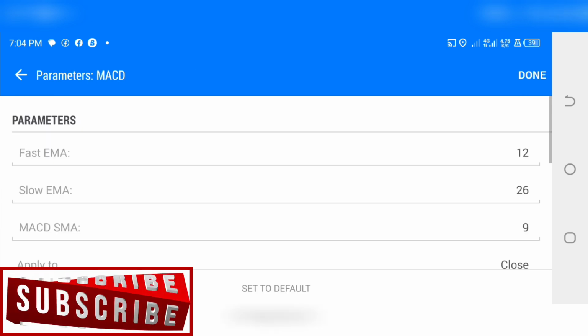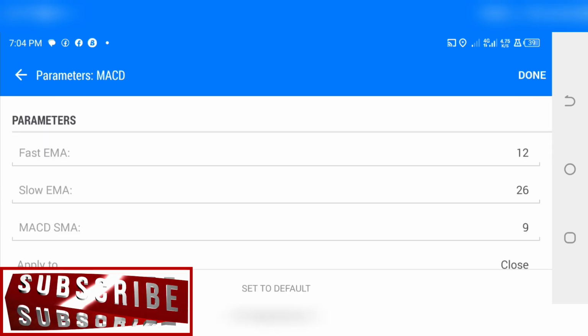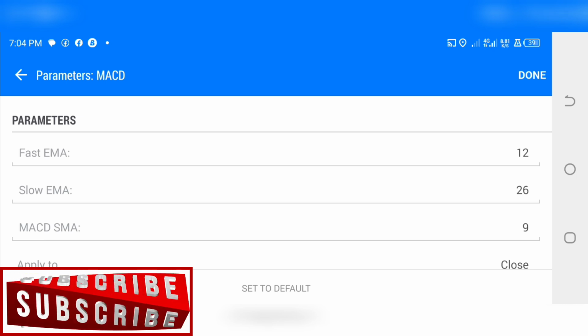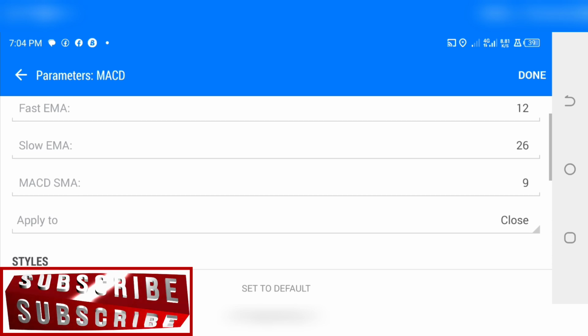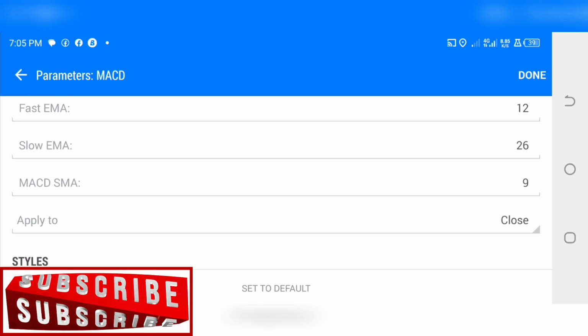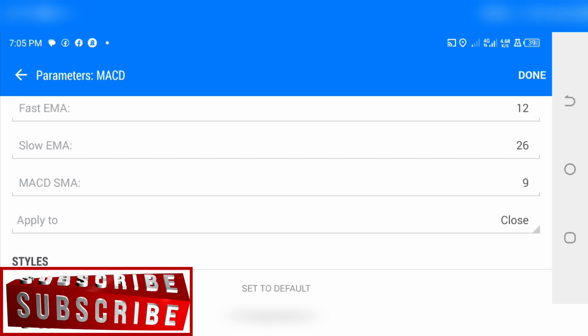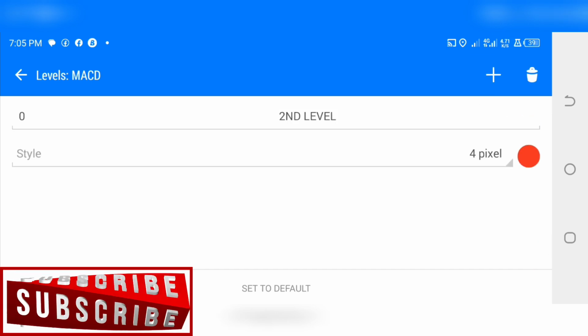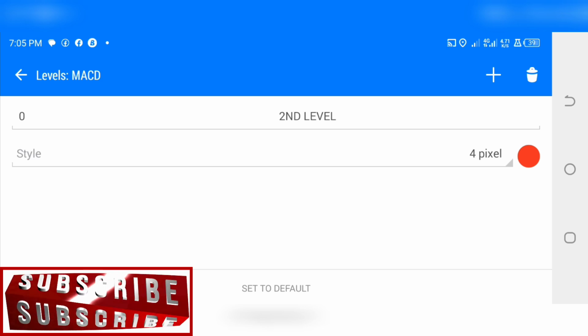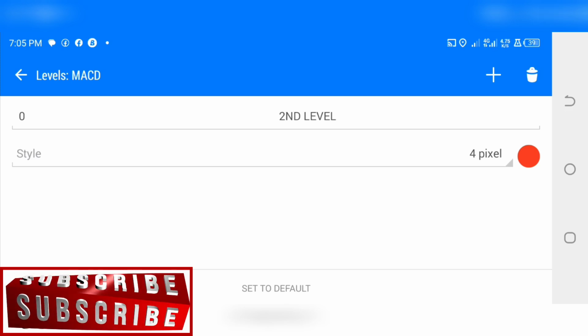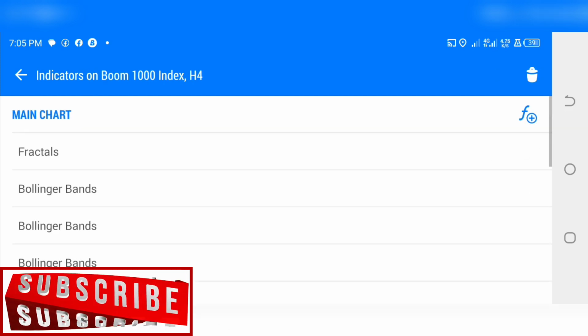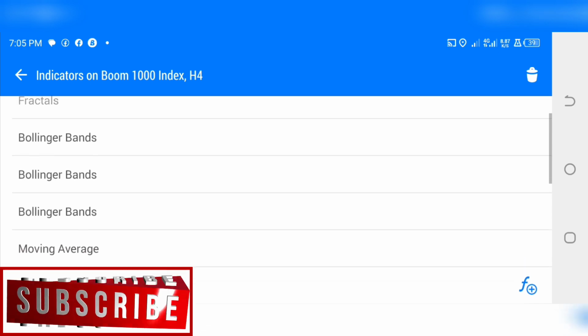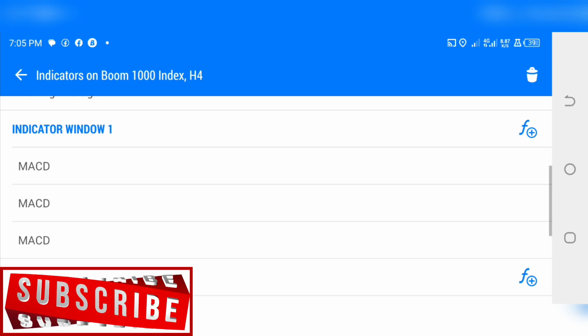The third MACD: fast EMA is 12, slow EMA is 26, MACD SMA is 9, under the indicator windows one. Apply to is close, main is 4 pixel dark red, signal is 4 pixel red. Distinguish between the two reds, please. Your levels is 0, description is second level, style is 4 pixel red. Go back once and click done. So we are done with the 3 MACD.